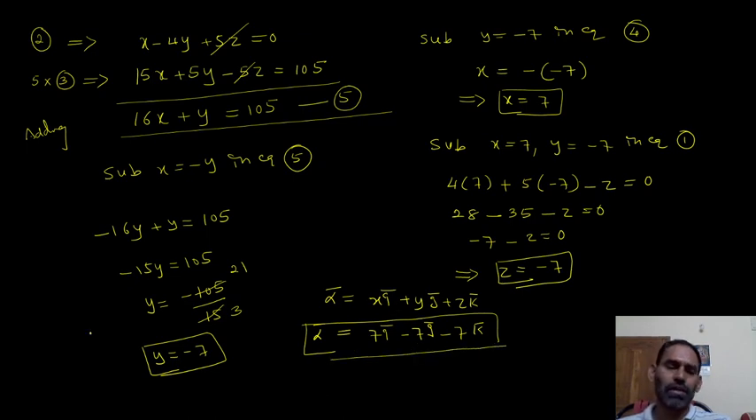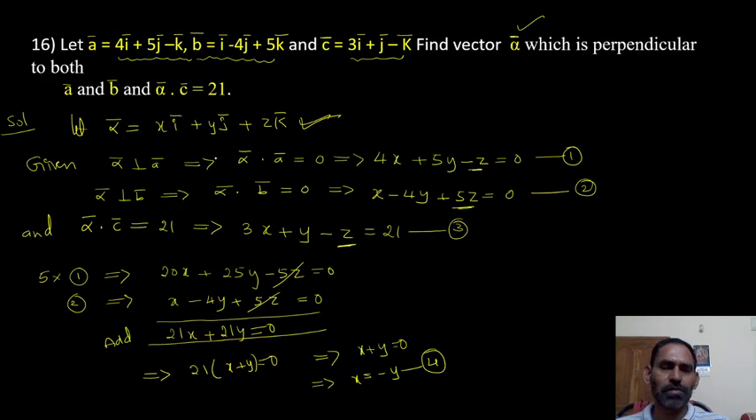The unknown vector alpha bar we assumed as x i bar plus y j bar plus z k bar. Using these three conditions, alpha bar perpendicular to a bar, alpha bar perpendicular to b bar, and alpha bar dot c bar is 21, I am getting three equations. From these three, by solving 1, 2, 3, we get x, y, z. So these are the x, y, z values.